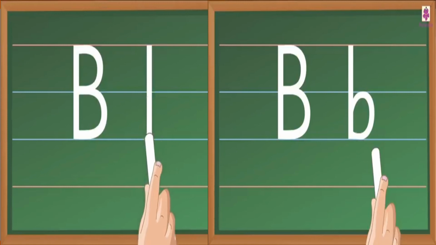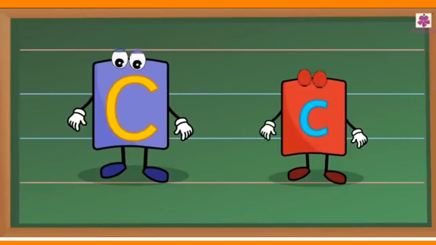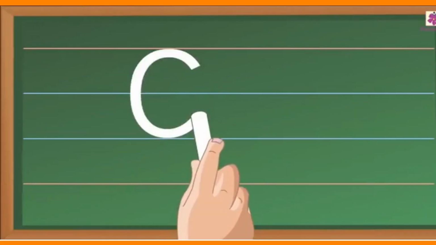Now we are going to write capital C. That's how we will write capital C and small c. First we will start from the top and draw a curve touching the bottom. Start from the top and draw a curve touching the bottom.